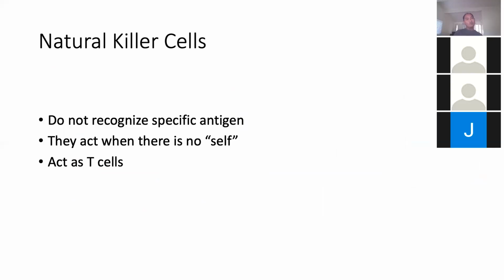Natural killer cell, now we talk. Natural killer cells do not recognize any specific antigen. They act when there is no self. They behave as T cells, but they do not have a specific antigen, because T lymphocyte has a specific antigen-antibody, but not the natural killer cell. If they think it is foreign, when there is no self, then they will go and attack. That is the natural killer cell.